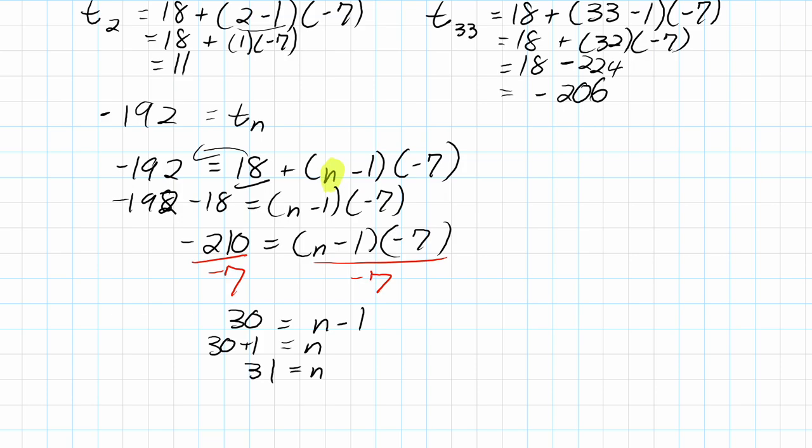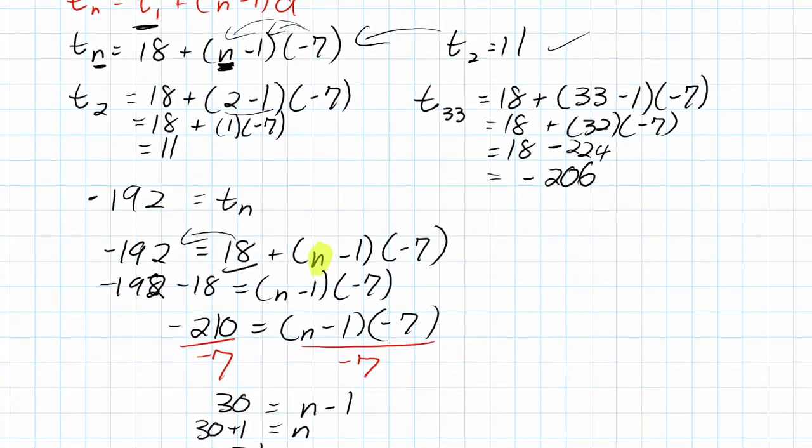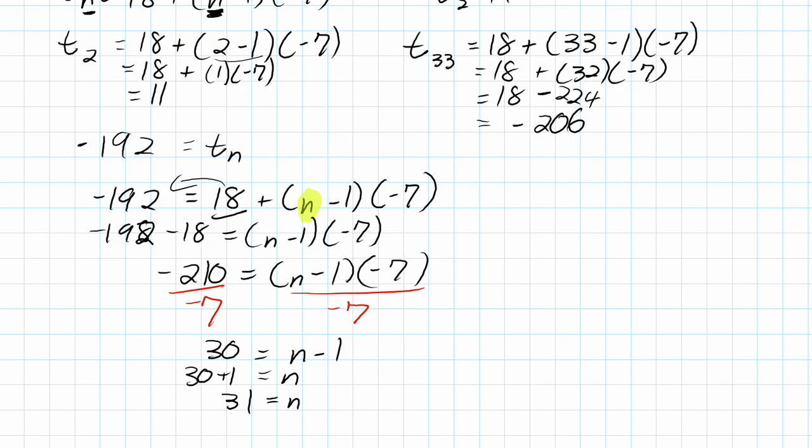So the 31st term, which is actually how I created this question, in our series, so if we were to write this out, 18, 11, 4, negative 3, all the way to the 31st term, the 31st term would be negative 192.